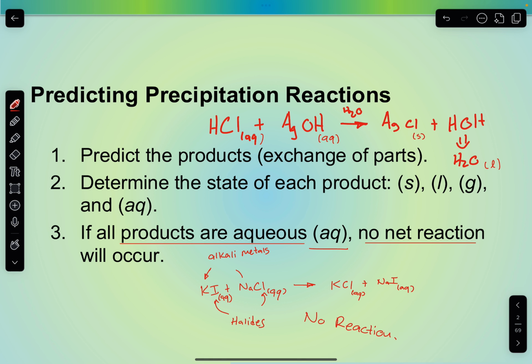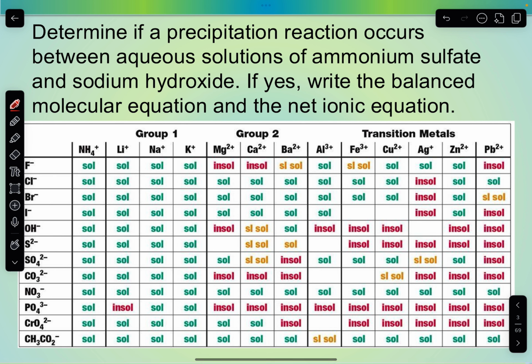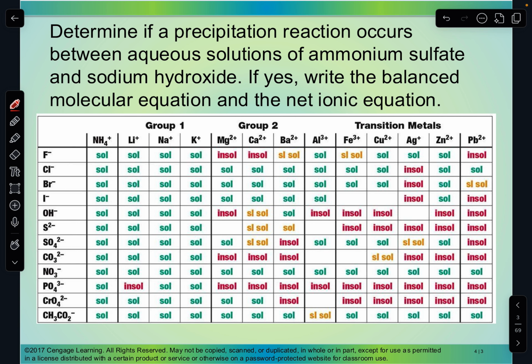Okay, let's continue. All right, so this is a big chart, and I'll probably give you guys one of these, not for this next exam, but probably for the next quiz that we do, because it's going to be pretty useful. But the green letters, SOL, mean soluble. The red letters, INSOL, mean insoluble, and the yellow ones are slightly soluble. And so slightly soluble means that it might become soluble, it might not.